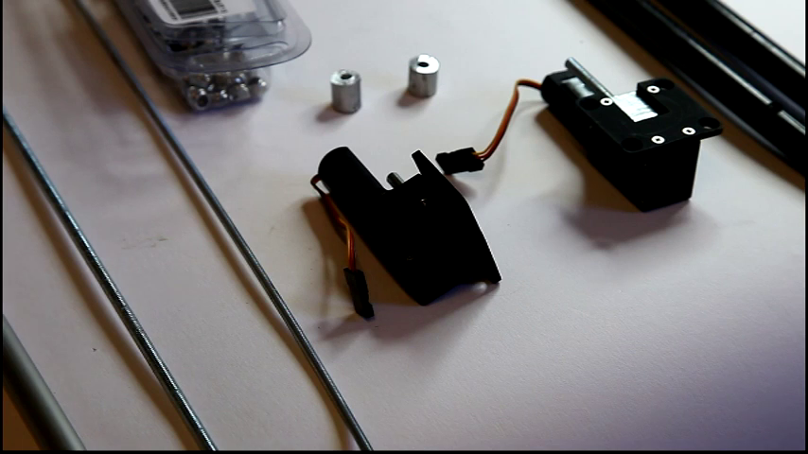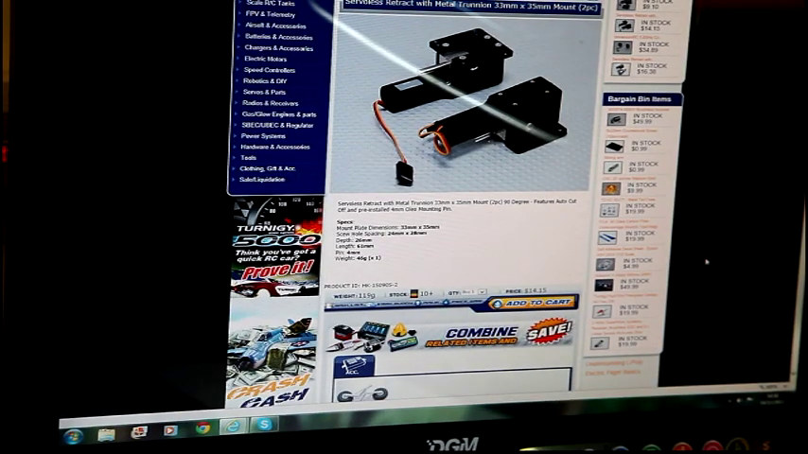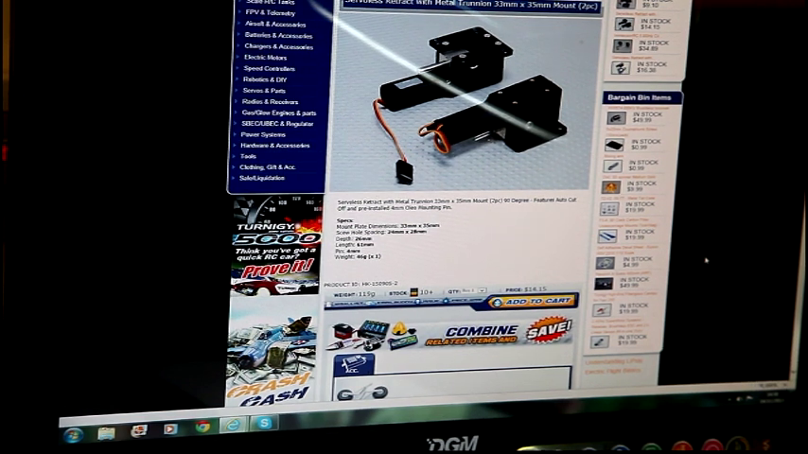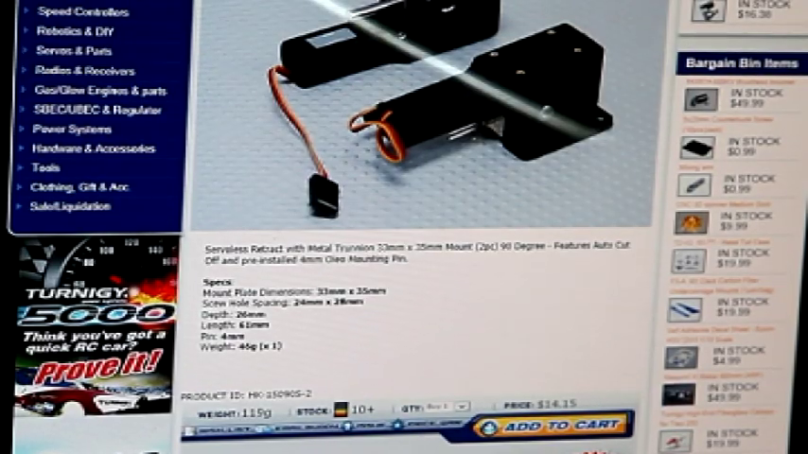The servoless retracts I got from HobbyKing, and they are only $14 a pair. So I bought two pairs, four in all, for my octocopter. That made $28. Anyway, I just found it on the computer for you. Those are the ones that you're looking for. They're sold in pairs, a pair of servoless retracts, and the shaft is 4mm in diameter.